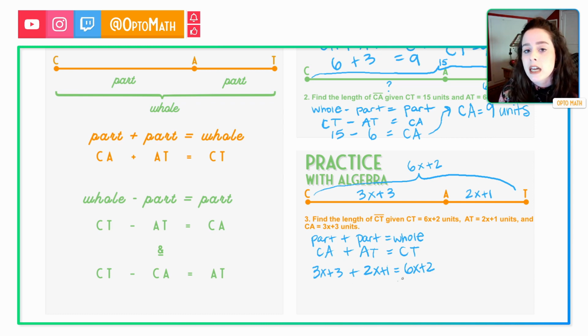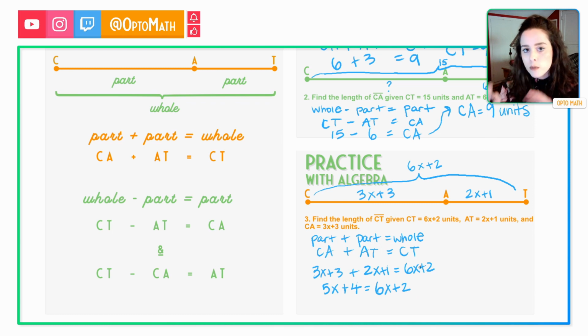On the left-hand side of the equation, we are going to combine our x terms and we're going to combine our constant terms, or just our number terms, as they're called, our constants. So let's start with our x terms. 3x plus 2x is 5x. 3 plus 1 is 4. And let's go ahead and keep our equal sign, and we have our 6x plus 2.